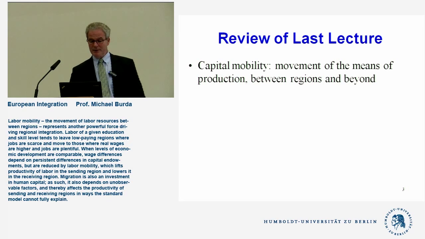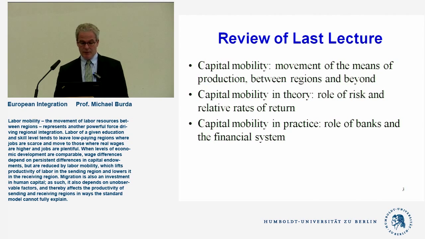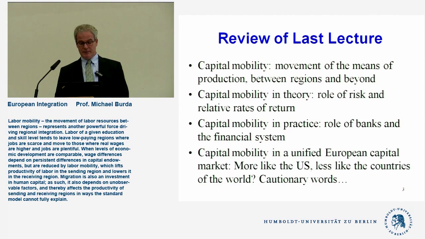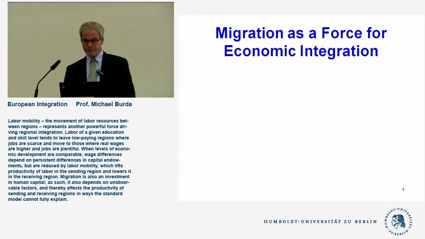We discussed capital mobility first, capital mobility between regions, beyond regions. We talked about the relative rate of return as a driver for capital mobility. We also talked about the role of the financial system, and we talked about some of the risks of capital mobility. These are outstanding questions that still arise in the discussion of having a unified capital market, or so-called capital market union, as a complement to the banking union. We'll discuss that more later on in the course.